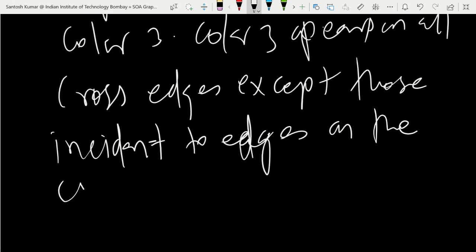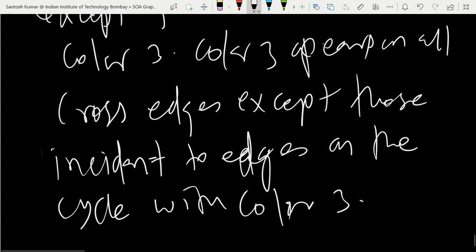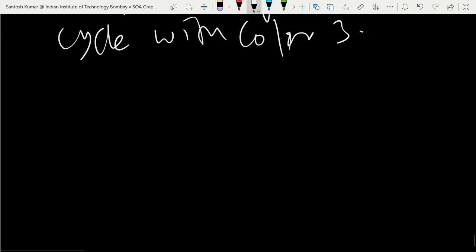So on the cycle with color 3, you can make that combination. At one vertex you see there are three incident edges, so you give them different colors and you can do that. So we justified this.